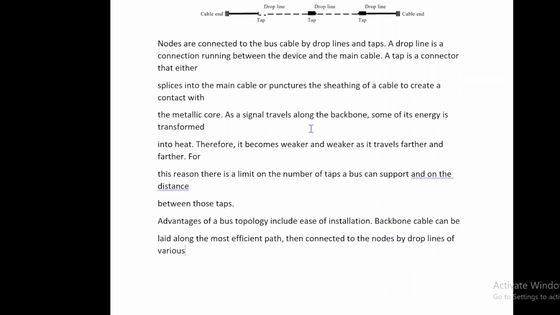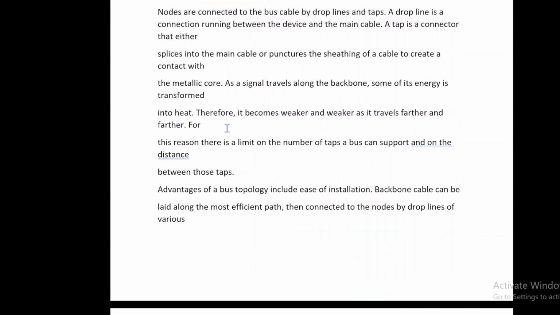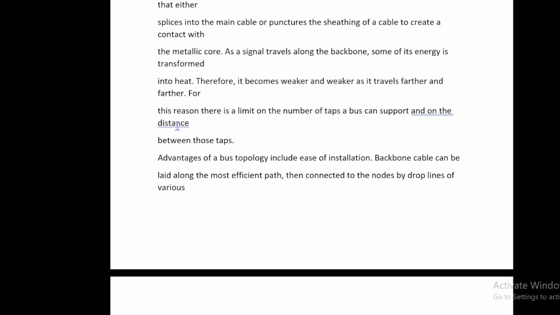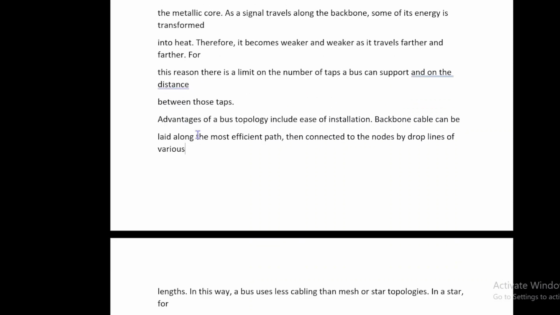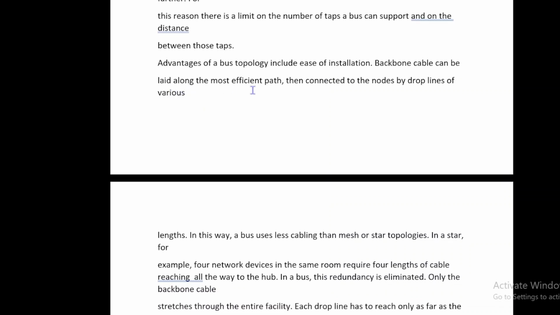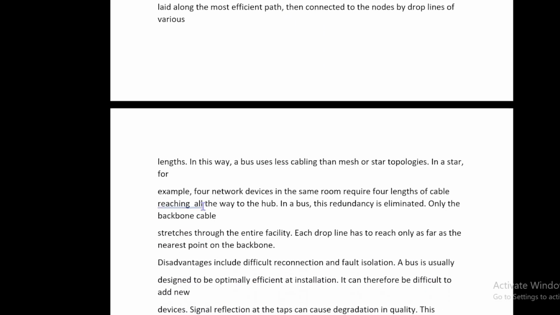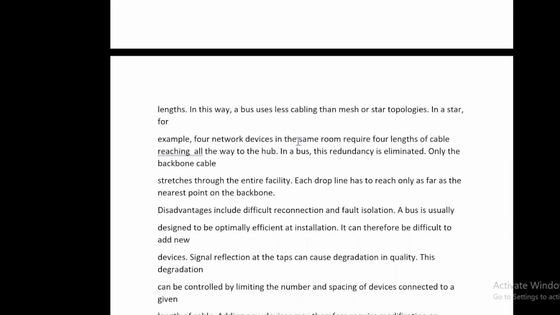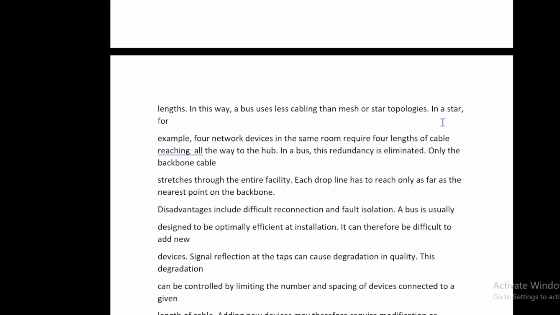As a signal travels along the backbone, some of its energy is transformed into heat. Therefore, it becomes weaker and weaker as it travels farther and farther. For this reason, there is a limit on the number of taps a bus can support and on the distance between those taps. Advantages of a bus topology include ease of installation. Backbone cable can be laid along the most efficient path, then connected to the nodes by drop lines of various lengths. In this way, a bus uses less cabling than mesh or star topologies.